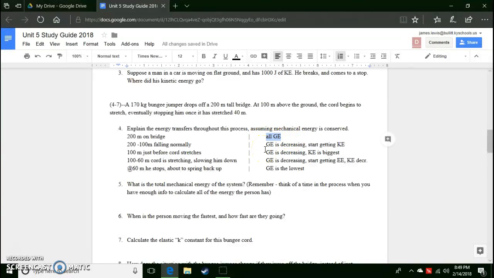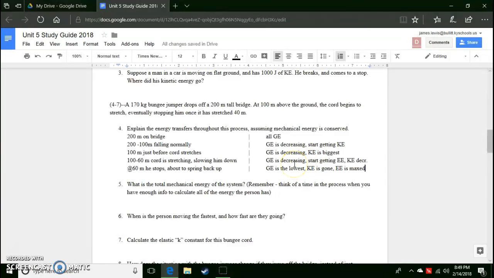I can't stress that enough. The total is always, always, always the same as long as mechanical energy is conserved. That's the whole shebang we're talking about. So keep that buried somewhere in your brain, or write it down where you write all your important stuff. Put it on your cheat sheet. Definitely do that. Finally, at the 60 mark, he stops. The kinetic energy is gone, and elastic energy is maxed out. We have the most elastic energy we can get. That explains the energy transfer, so we have a very clear picture of where all the energy is going.